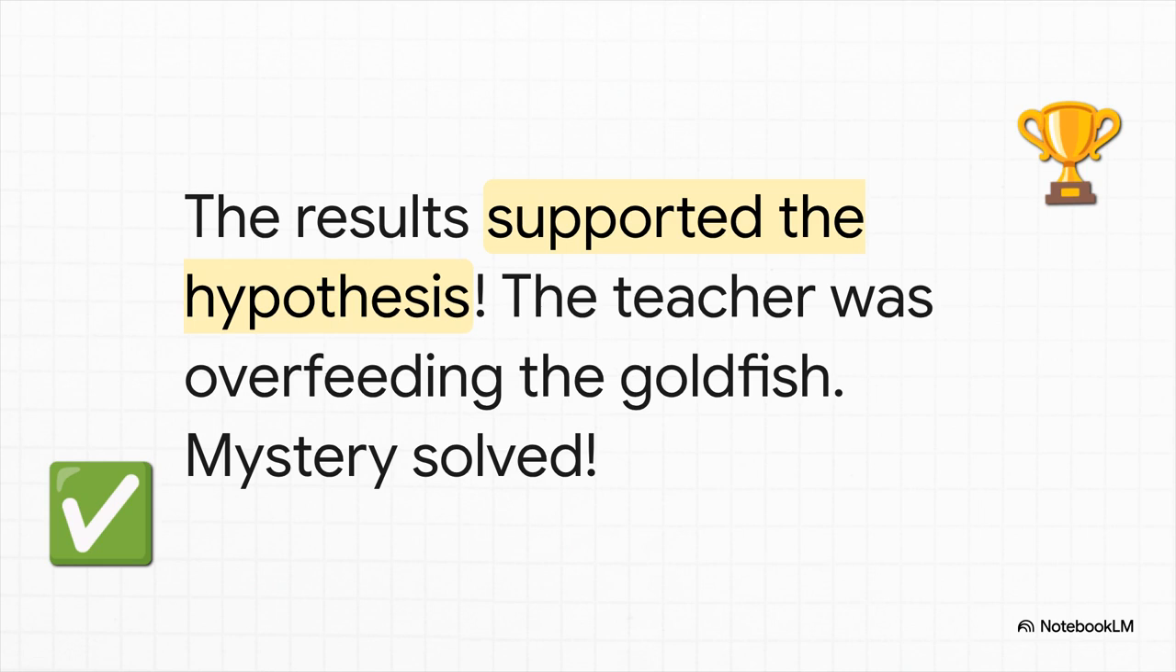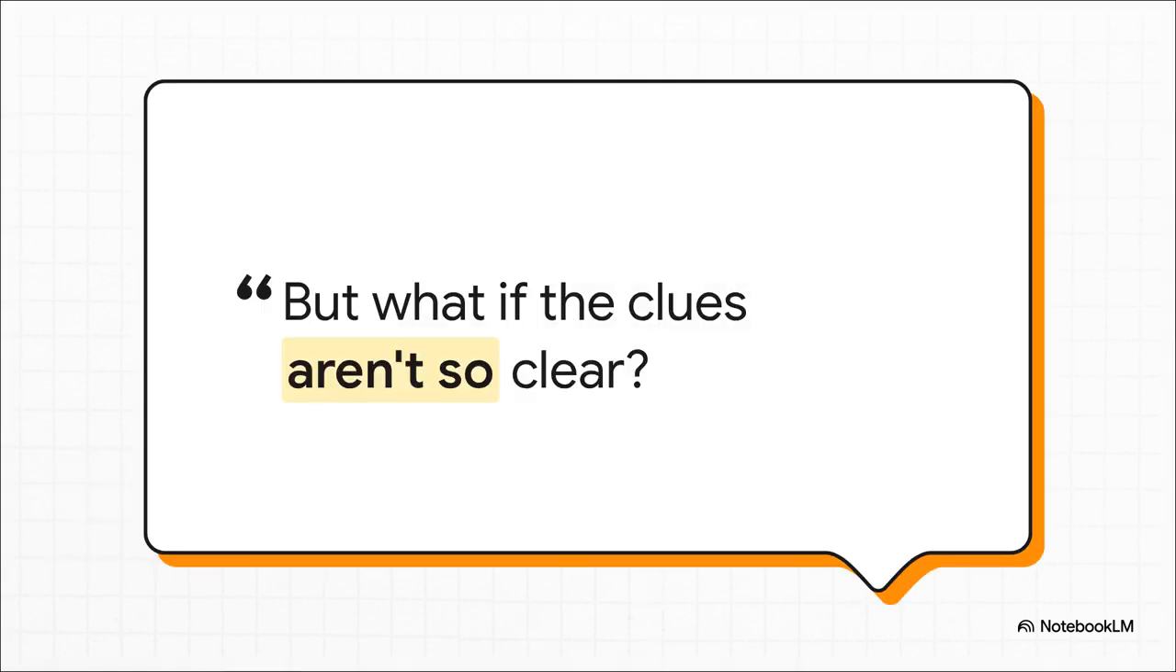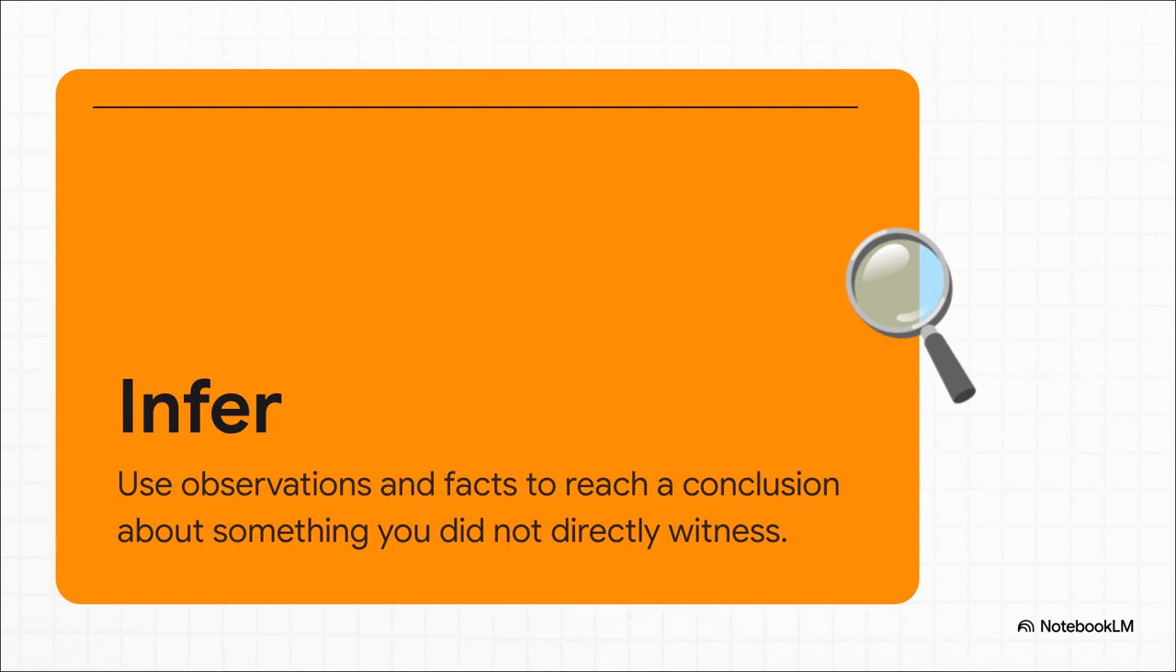You know, our goldfish experiment was pretty straightforward because we could control everything and watch it all unfold. But what if you can't? What if you arrive at the scene of the crime late and all you have to work with are the clues that were left behind? When that happens, detectives and scientists have to do something called infer. Inference is this amazing skill of using the facts and observations you do have to reach a logical conclusion about what must have happened when you weren't looking.